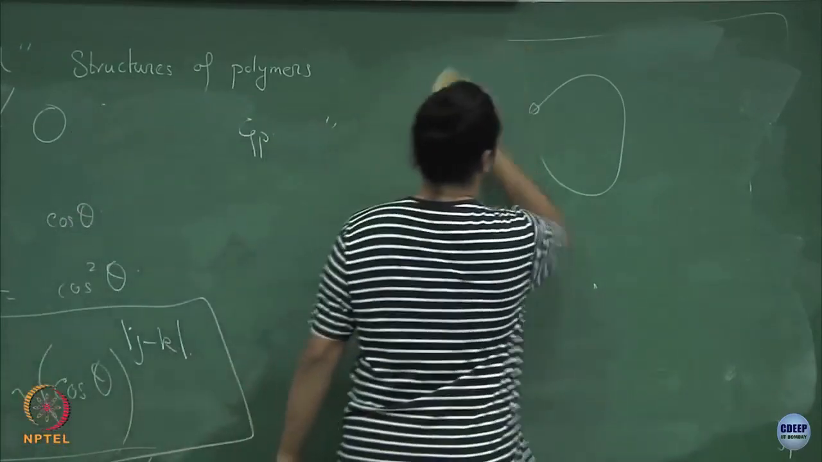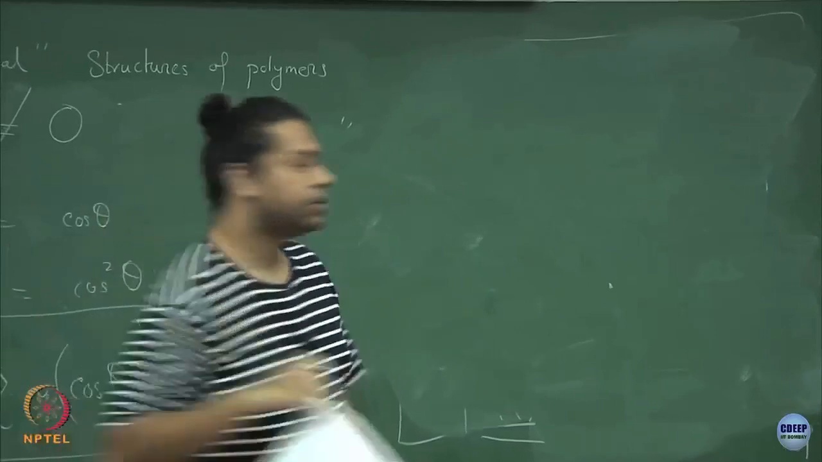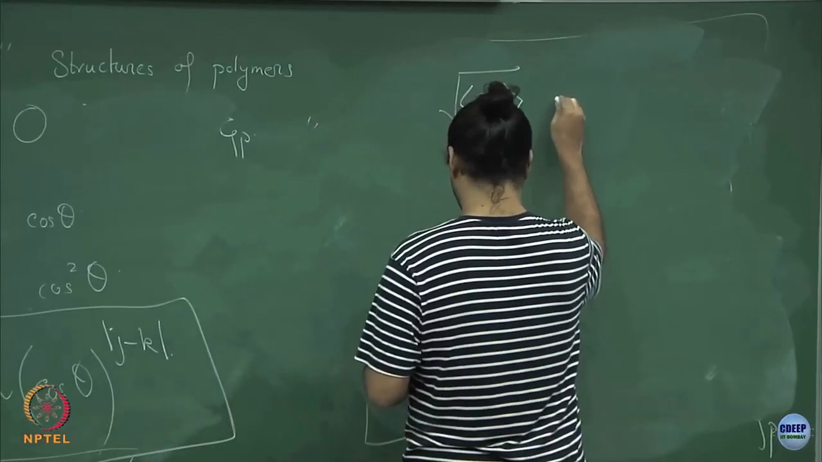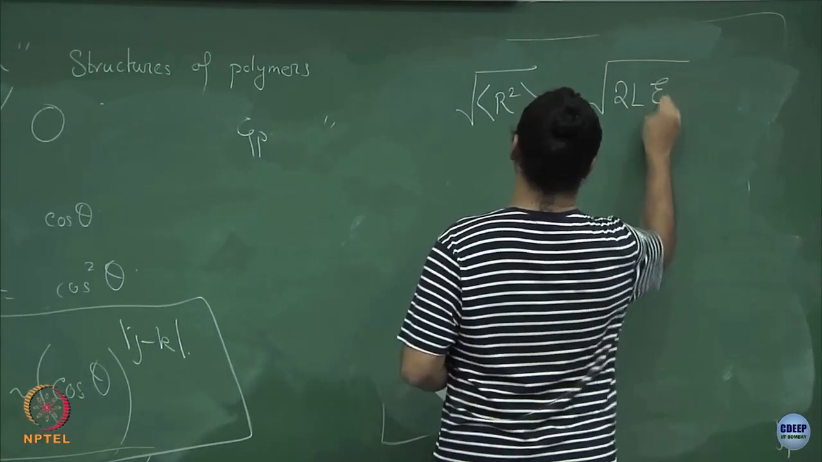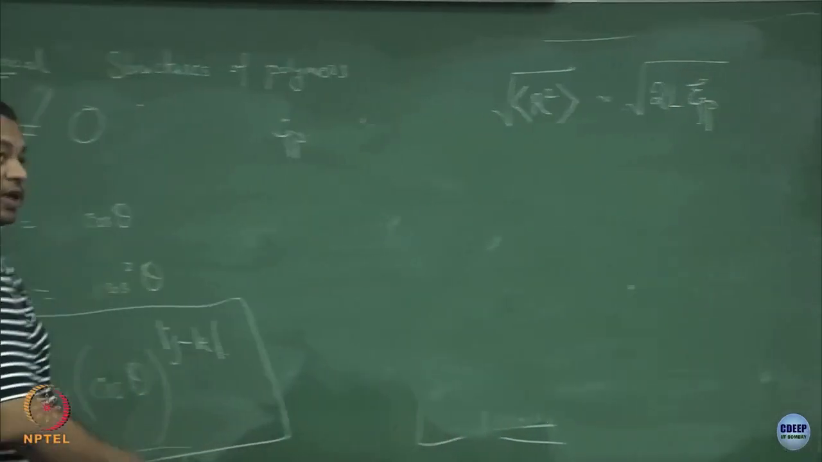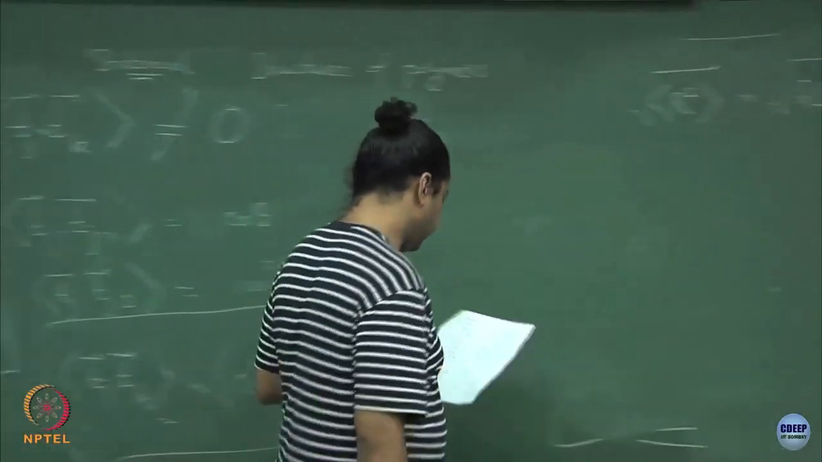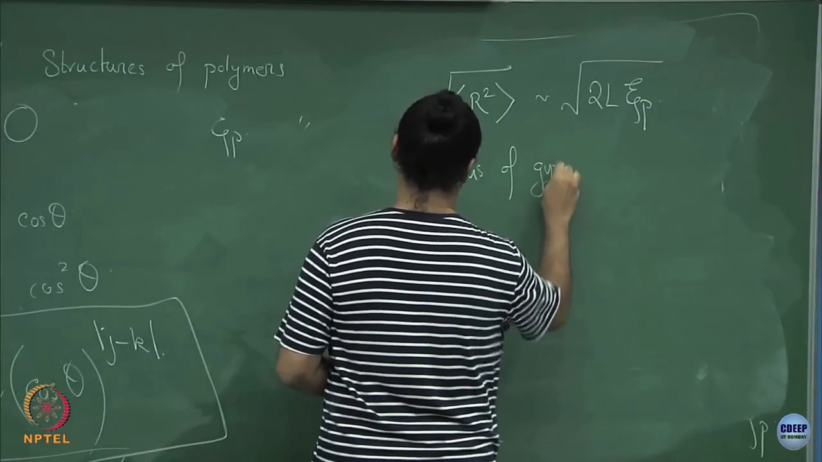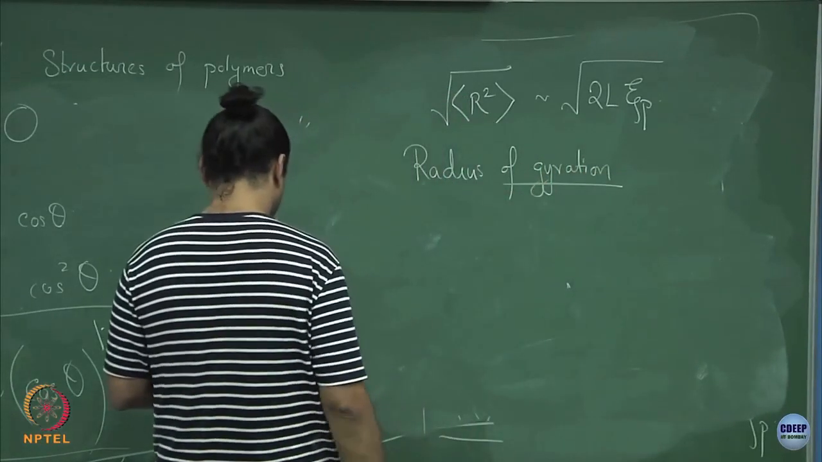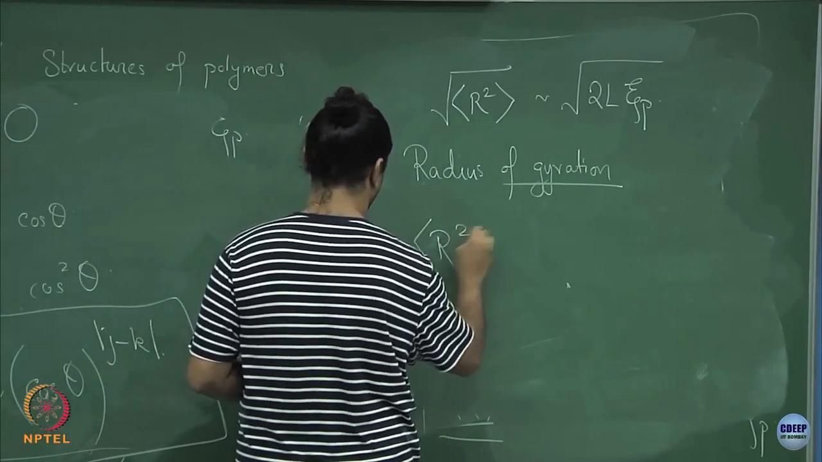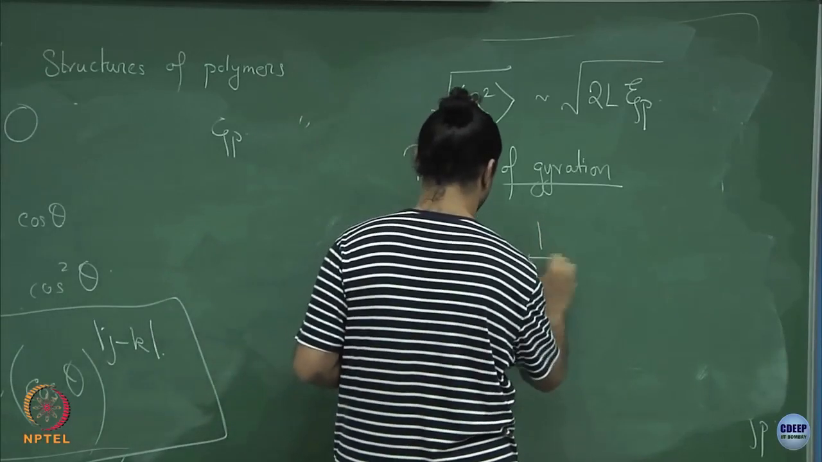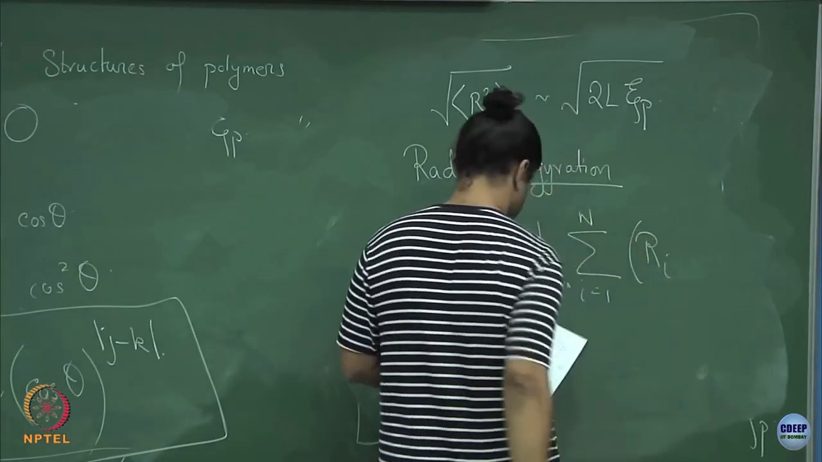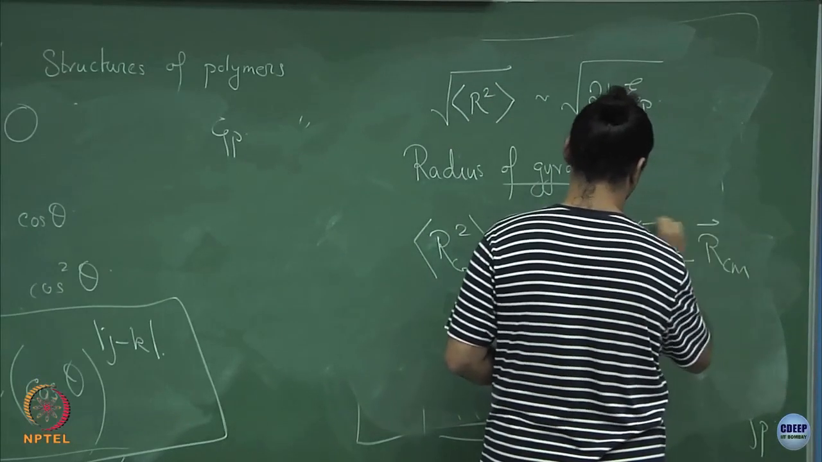What was I saying? Yes, I was saying about this end-to-end distance. Okay. So remember, I half calculated this end-to-end distance. And this went as some 2L times the persistence length. This was my end-to-end distance. You can use this to characterize how big your polymer is. But often what people will use is a different measure, which is called the radius of gyration. Okay. And that is defined like this, that Rg square average is 1 over n averaged over all monomers, i equal to 1 to n, Ri minus R of the center of mass whole square.